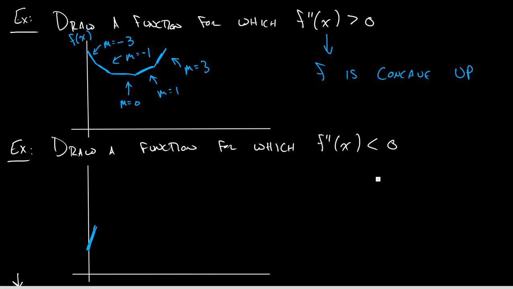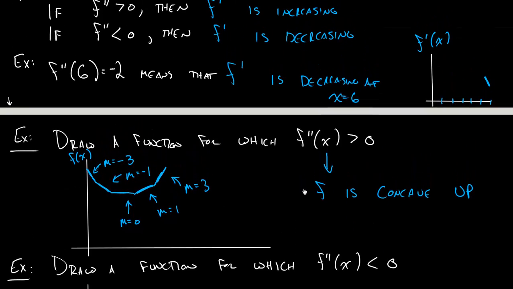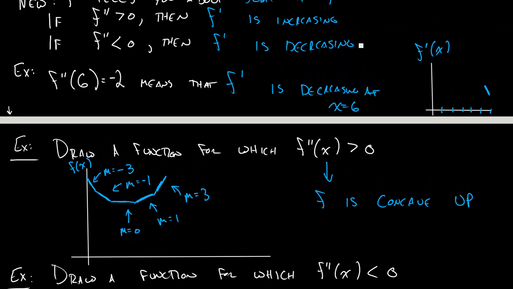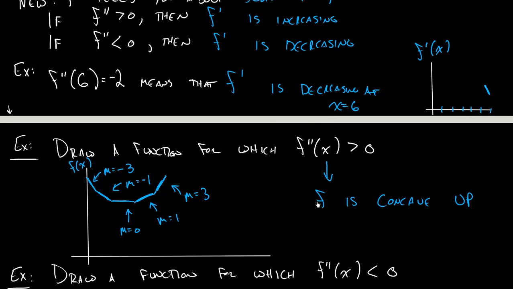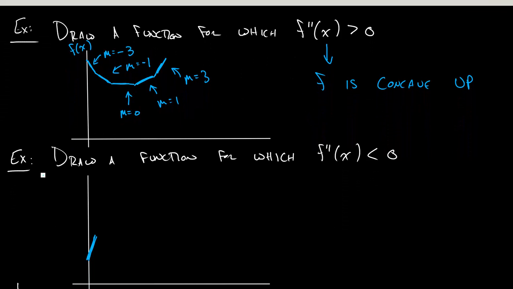Right? Similarly, let's look at one where f double prime of x is less than 0. Now let's remember what that meant. It meant that f prime was decreasing. So again, if I'm drawing the graph of f of x here, what does my graph of f of x start off with? It starts off with a slope of about 3 or 4, something positive. And so I want my slope to be decreasing. That's what f double prime being less than 0 means.